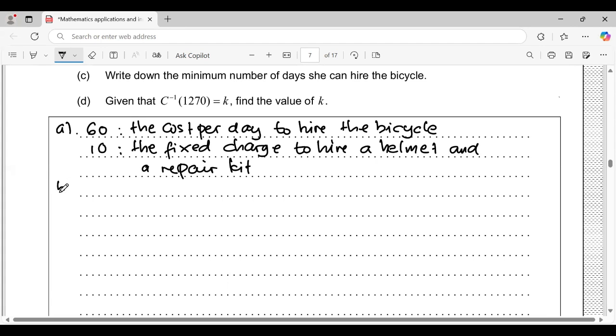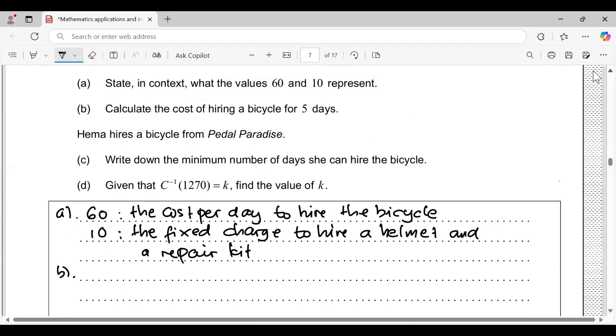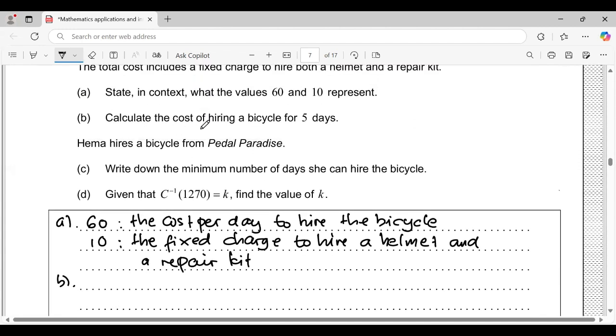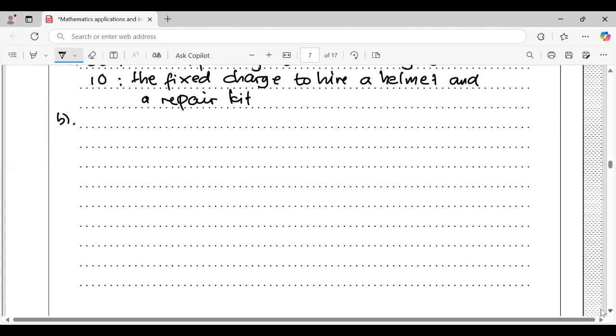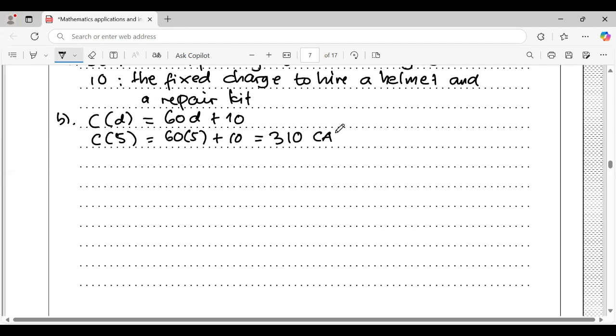Next, B. Calculate the cost of hiring a bicycle for 5 days. If the equation is C(D) equals 60D plus 10, it means C(5) equals 60 times 5 plus 10, which equals 310 CAD.